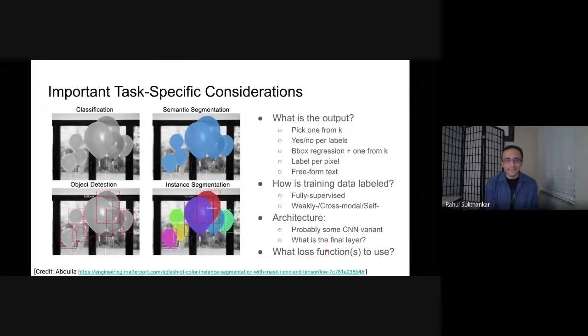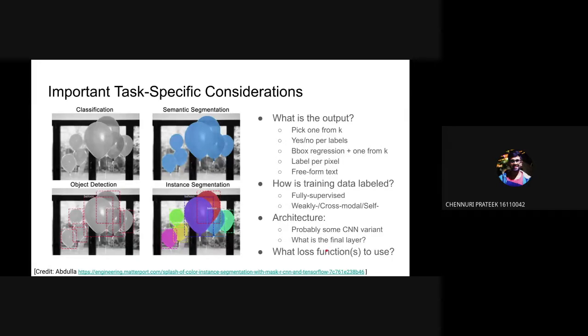Yes, hi. Good morning from my side. Thank you for giving this talk. So I just wanted to know how is the instance segmentation done without the CNN? Like, what are the traditional methods which we can use for instance segmentation of those balloons?